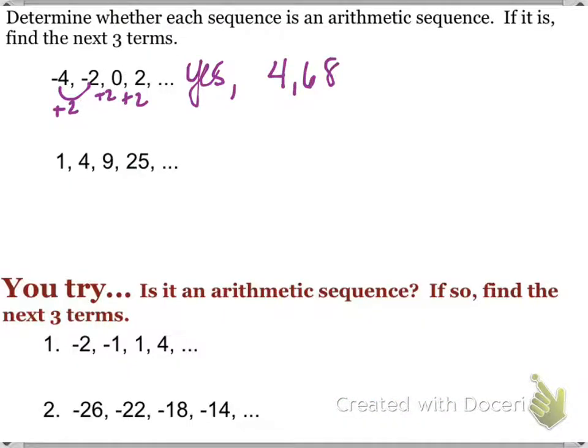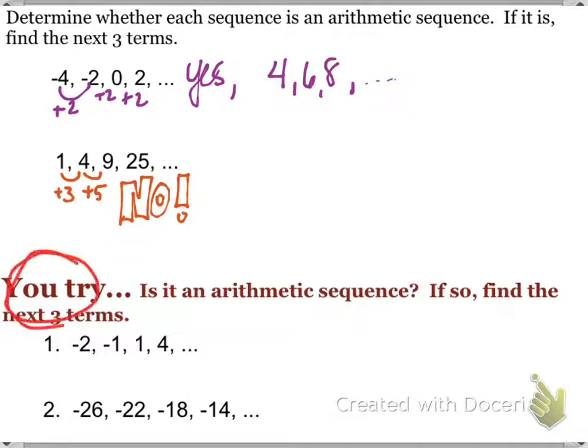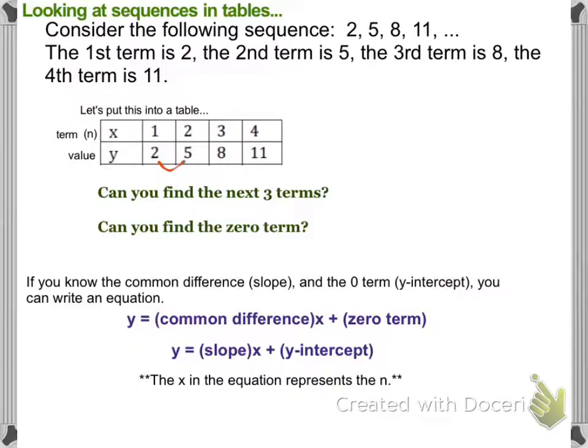So for this one, it goes up by 2 every time. So yes, it's an arithmetic progression. And the next 3 terms will be 4, 6, and 8. This goes up by 3, then up by 5. So no, it is not an arithmetic sequence because it has to go up by the same amount each time. Here's your U-Tries for that subtopic.